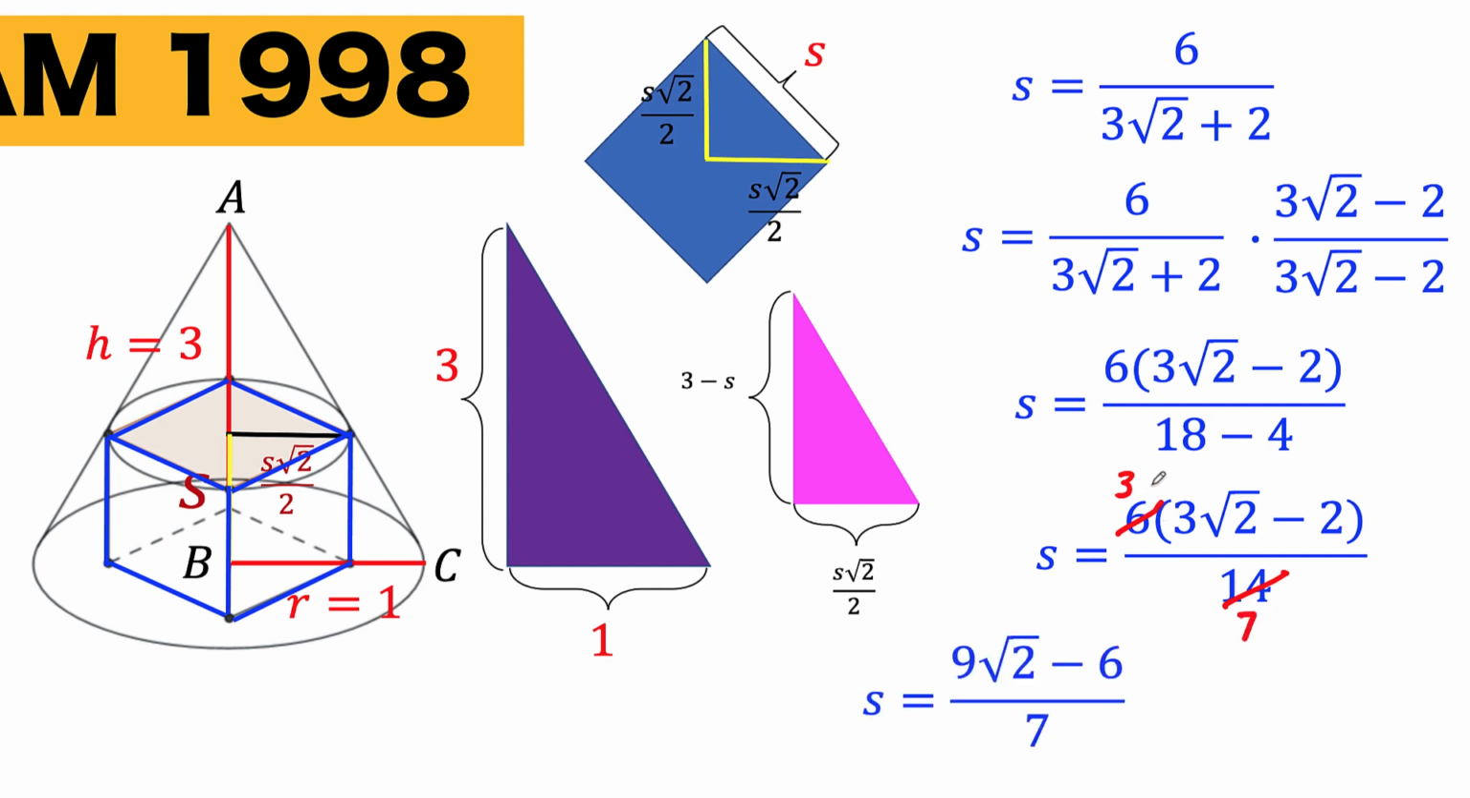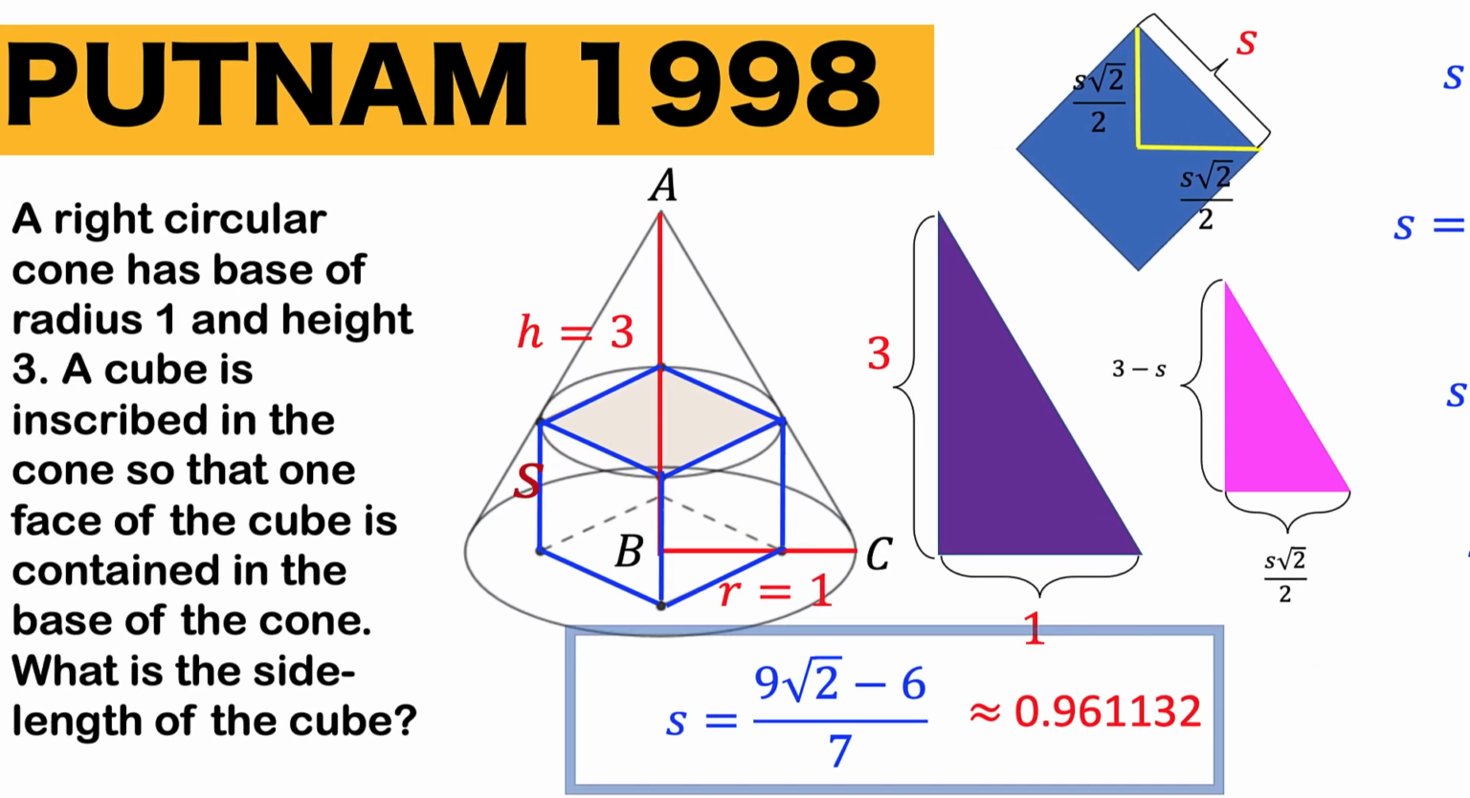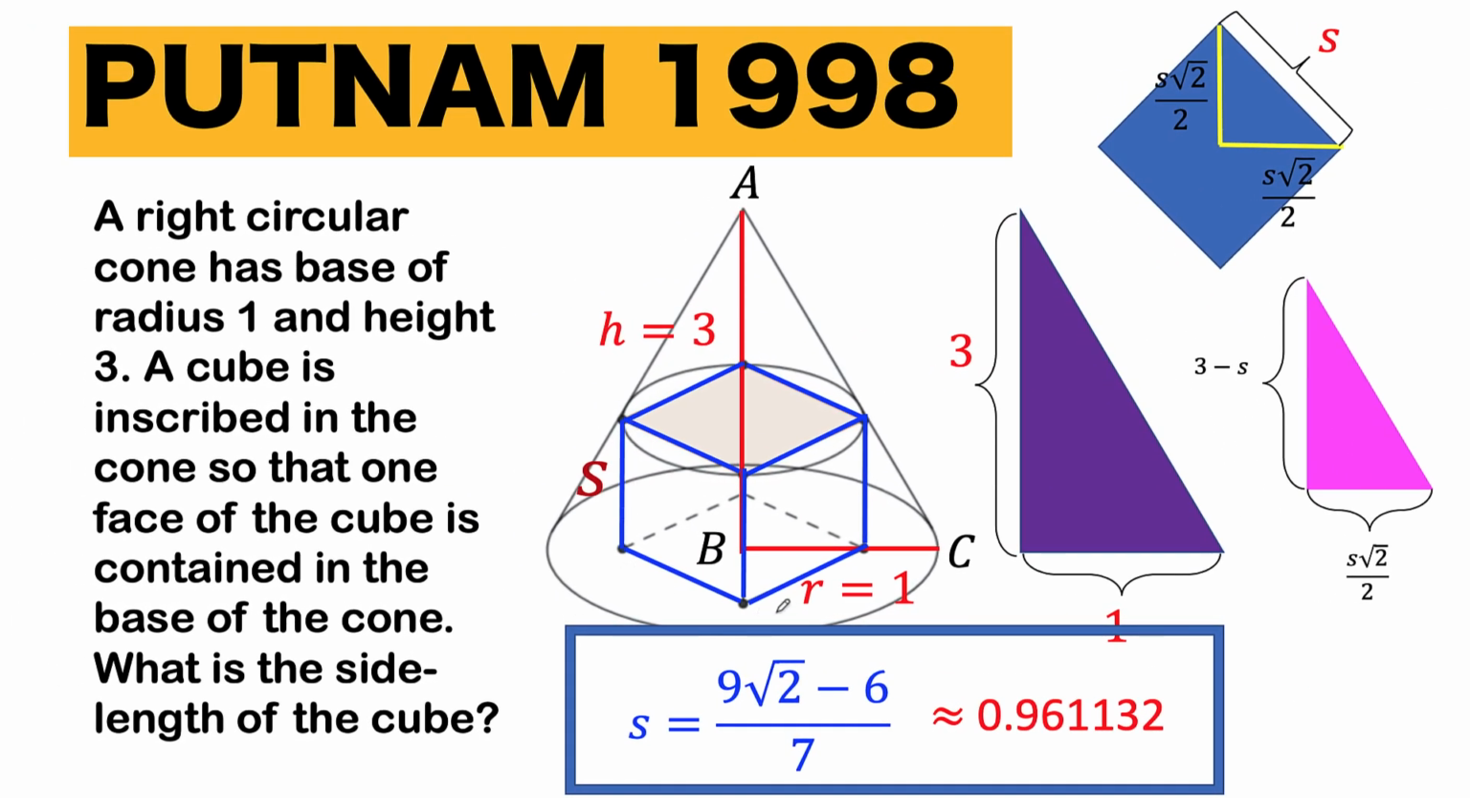Then finally distribute 3 to the binomial to arrive at 9 square root of 2 minus 6 over 7, which is approximately equal to 0.961132. So going back now to our original problem, the side length of this cube is 9 square root of 2 minus 6 all over 7. And this problem is now solved.